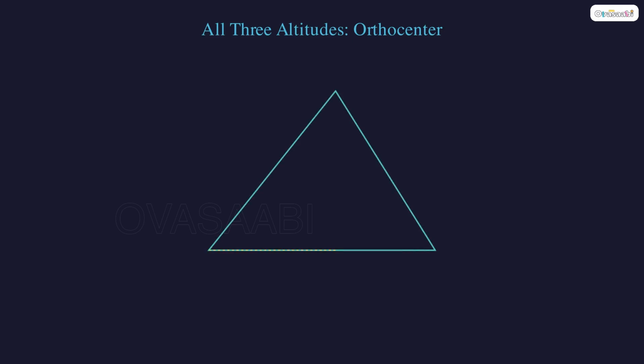Example 2. Draw all 3 heights of a triangle. Watch closely. All 3 altitudes always meet at one special point called the orthocenter.